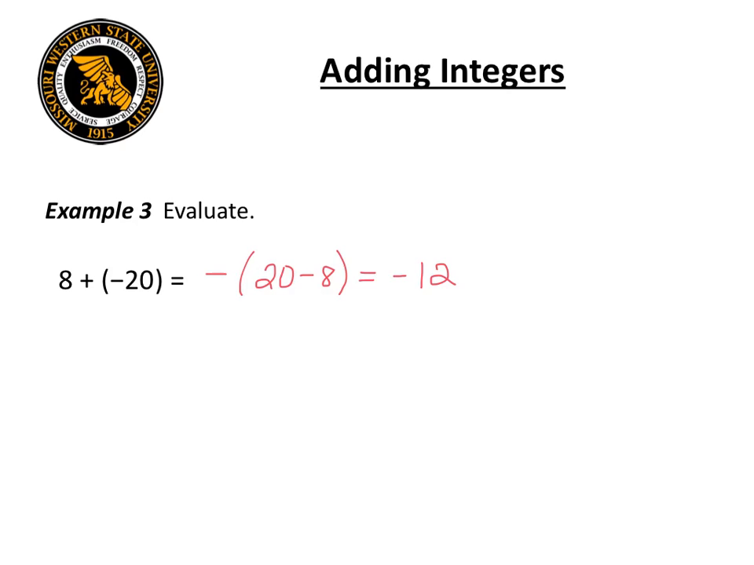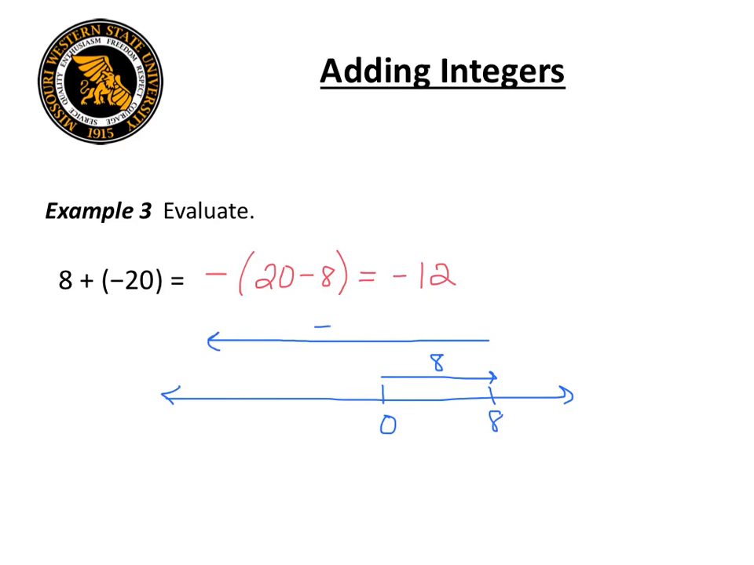Now, as I mentioned, the number line helps to visualize this process. So looking at our number line, we would start at 0, move 8 units in the positive direction to 8. Then, since we're adding a negative 20, we would continue in the negative direction 20 units to the left.